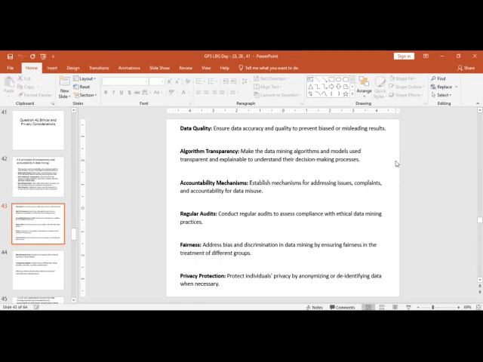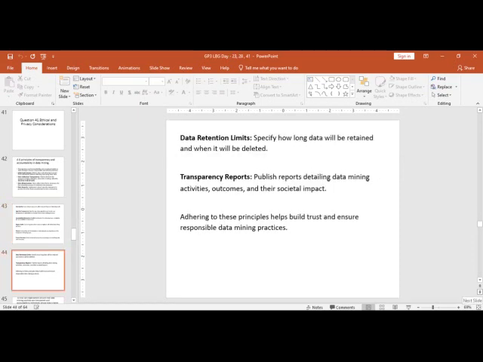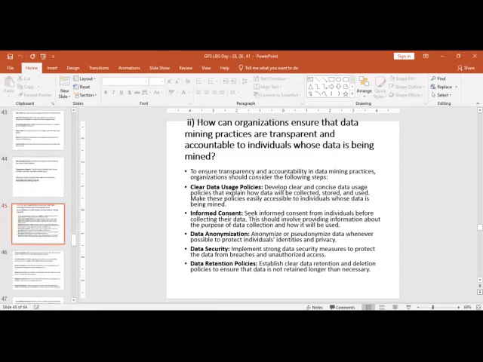Privacy protection. Protect individuals' privacy by anonymizing or de-identifying data when necessary. Data retention limits. Specify how long data will be retained and when it will be deleted. Transparency reports. Publish reports detailing data mining activities, outcomes, and their societal impacts. Adhering to these principles helps to build trust and ensure responsible data mining practices.